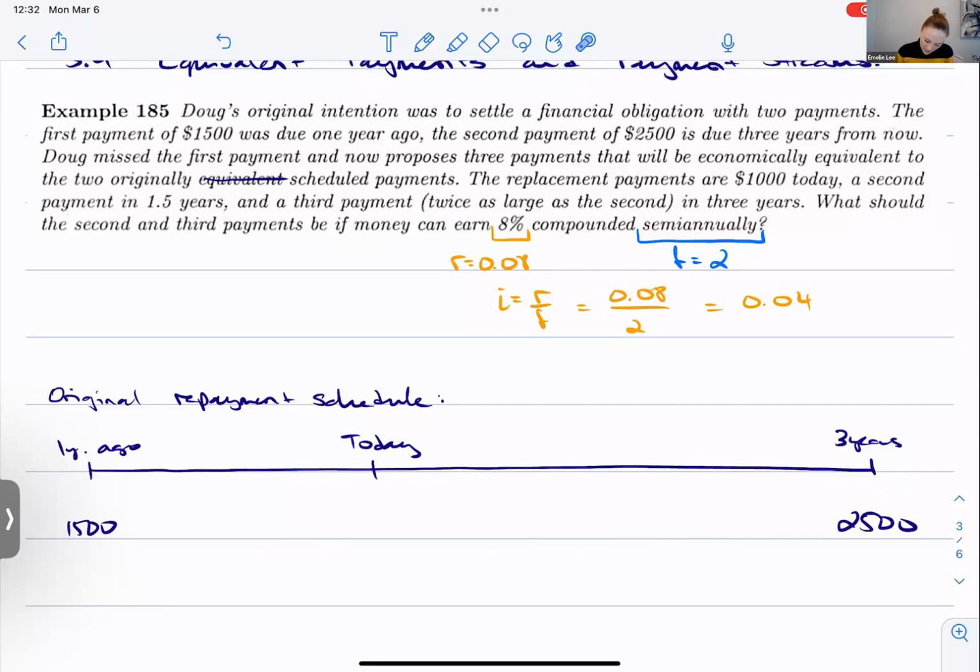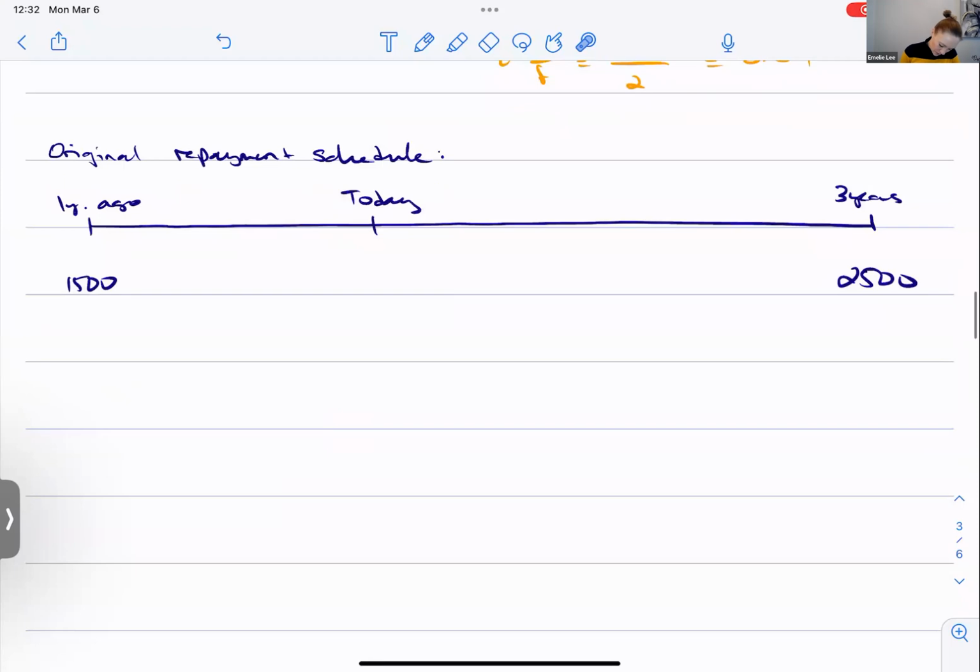Now it says Doug missed the first payment. So this payment he missed, and now today he proposes 3 payments that will be economically equivalent to the 2 originally scheduled payments. Let's now map out the new repayment schedule.